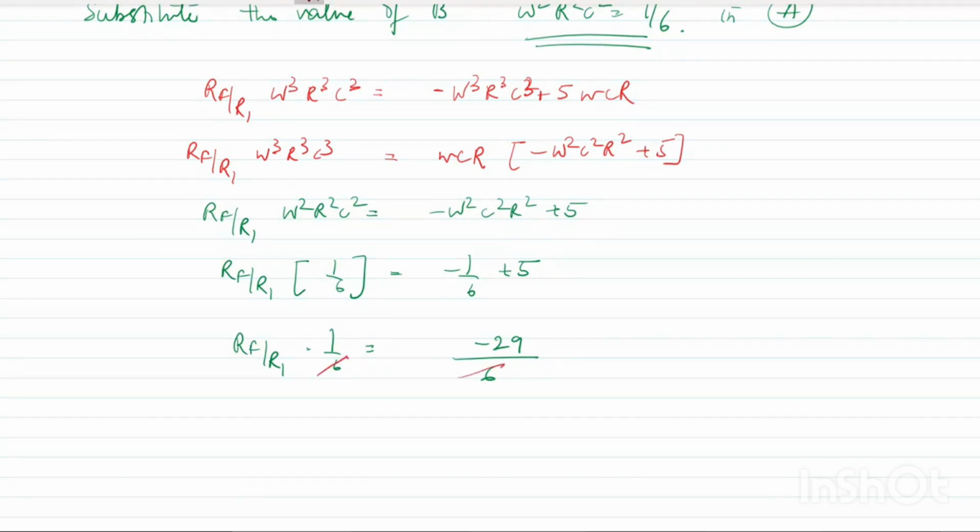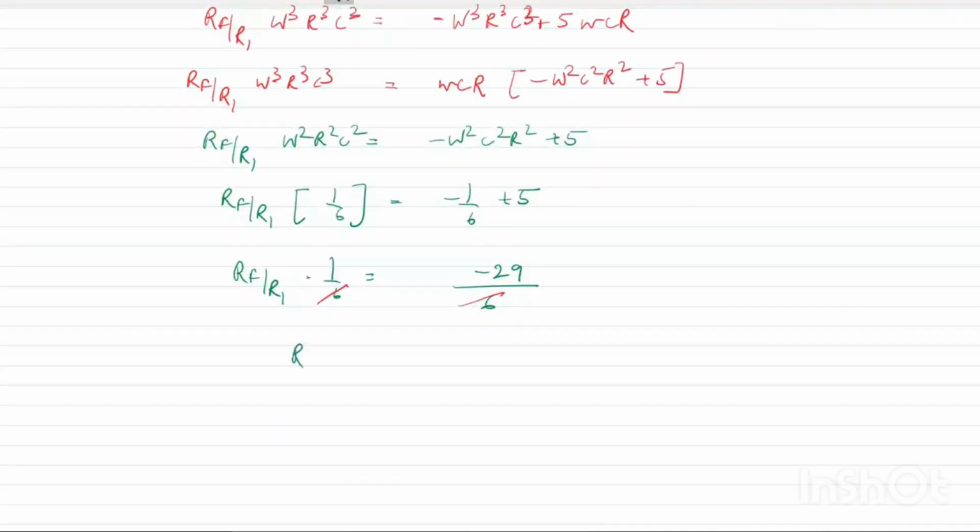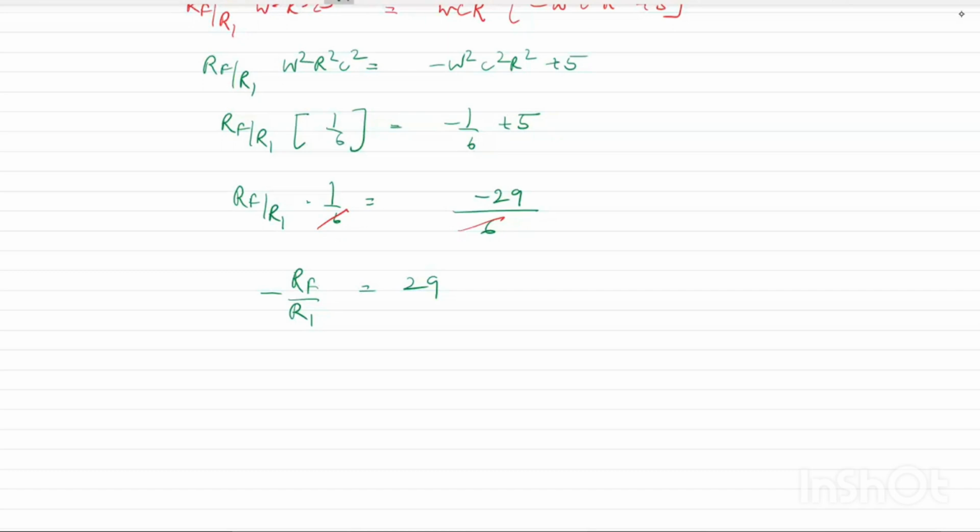Cancel 6 here. What is RF by R1? What is minus RF upon R1? It is 29. And what is minus RF upon R1? That is my AV. So this is your AV. AV is what? 29. That I told that the design of. So AV I got is 29.